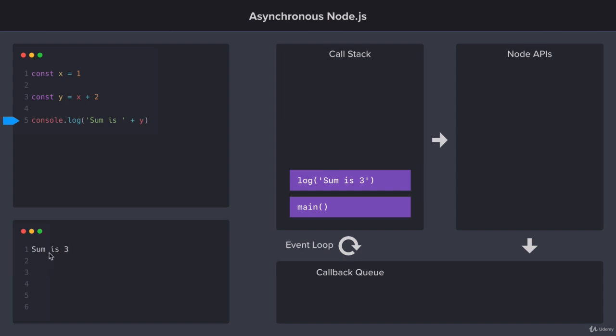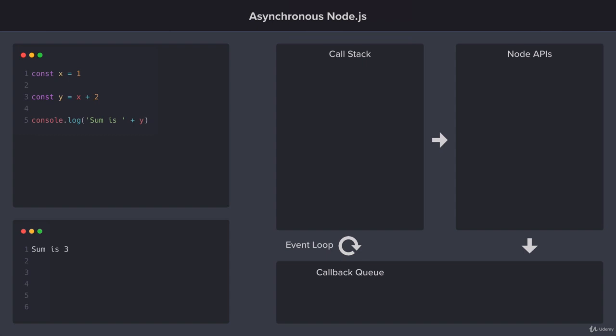So at this point, log has done its job. It printed something to the console. It's now going to finish by getting removed from the call stack. Here, our little blue arrow would go on to the next line of the program, which is actually the end of the script, which means our main function is going to finish as well. That's going to get popped off the call stack, and we are left with an empty call stack. At this point, the program is done.